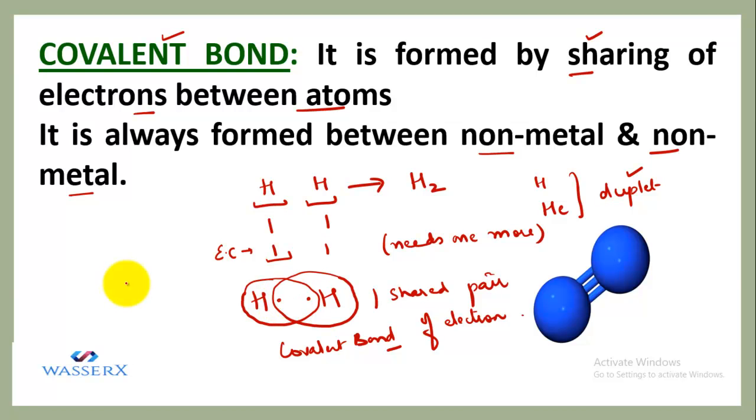You can also simply put a line when this kind of bond is formed, in order to indicate a molecule. So this one line specifies that one electron is contributed by this hydrogen and one electron is contributed by this hydrogen, and this line shows the linkage.